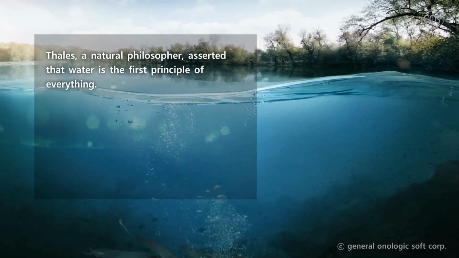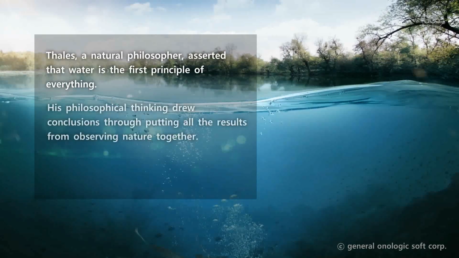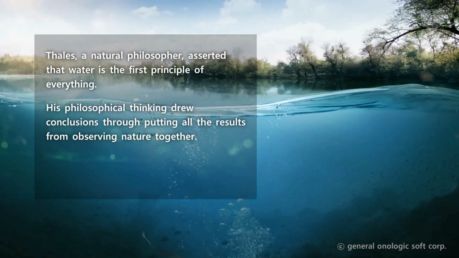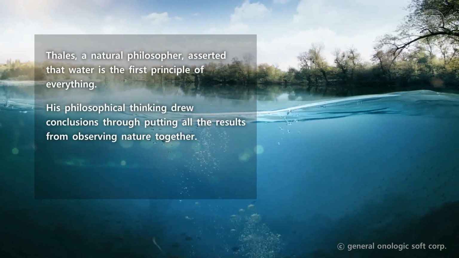Thales, a natural philosopher, asserted that water is the first principle of everything. His philosophical thinking drew conclusions through putting all the results from observing nature together.